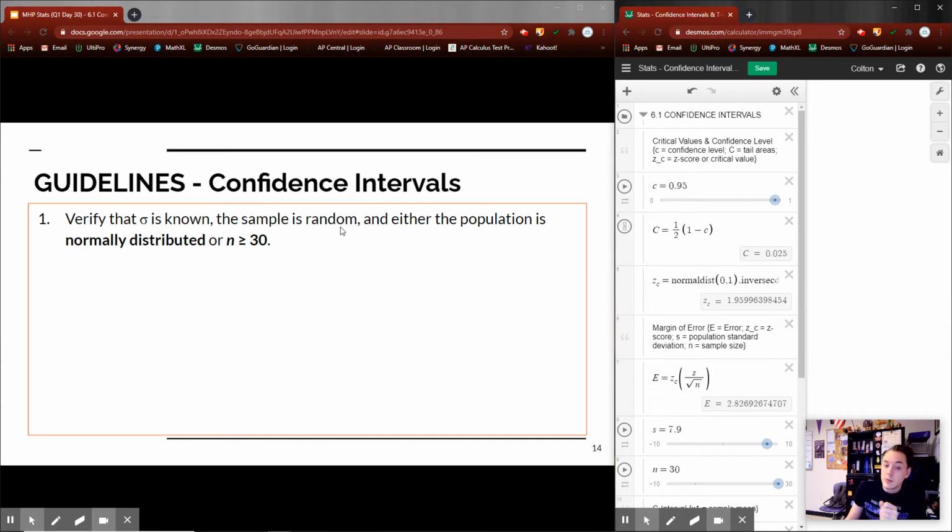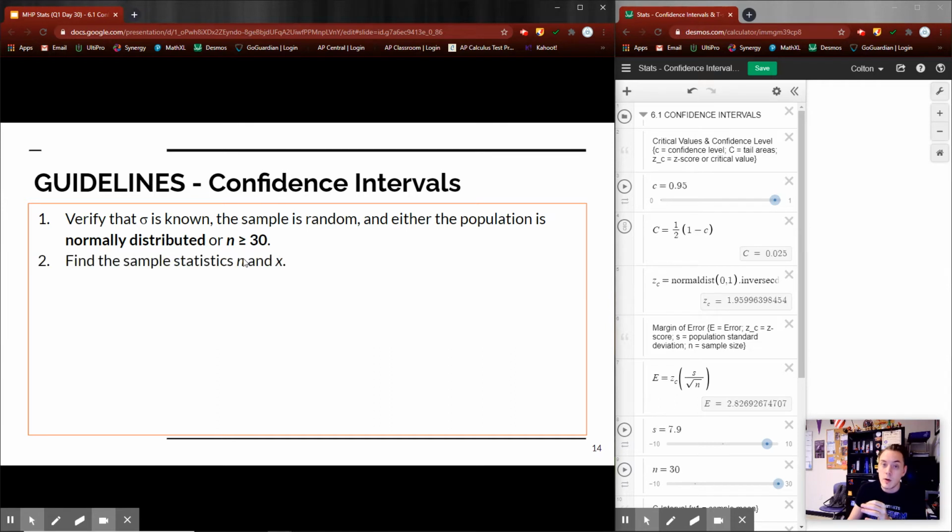Then check that the sample is random, and either the population is normally distributed or n is greater than 30. If all of those things are true, then you can construct the population confidence interval. So find the sample statistics for n and x bar. That means find your sample mean and then find what your sample size is.